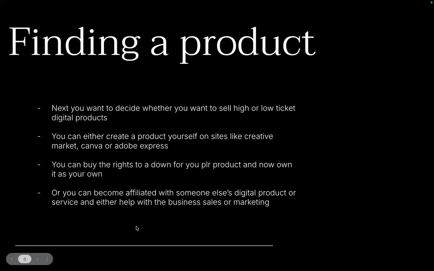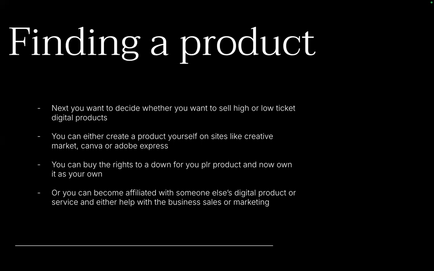Now, the final way, and this is different for everyone, is to become affiliated. So partner up with someone else who is selling a digital product or service, and help with the business's sales or marketing. When we were talking last week about high income skills, the two that I recommend are sales and marketing. Later on down the line, if you learn sales and marketing, you're going to be able to start up your own business in anything at all. But you could also partner up with businesses who are in need of salespeople or people who do marketing.